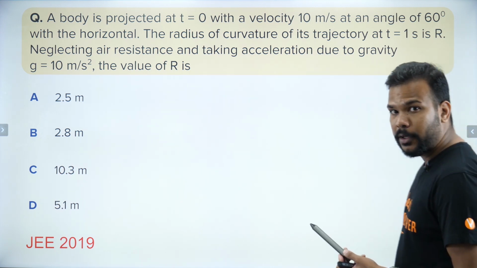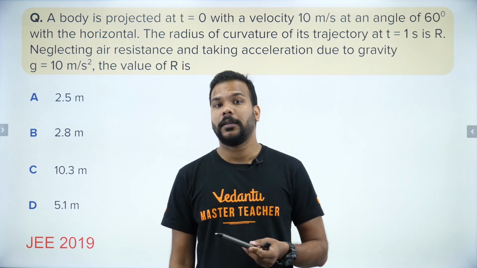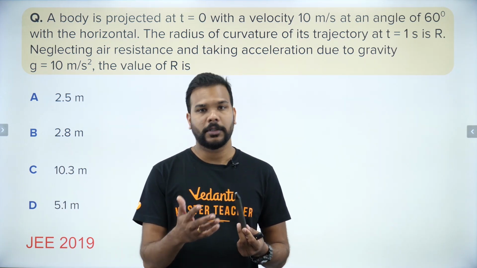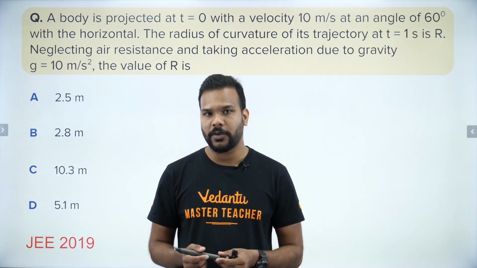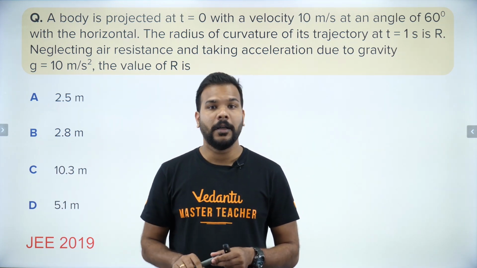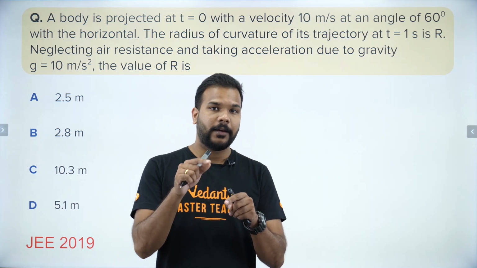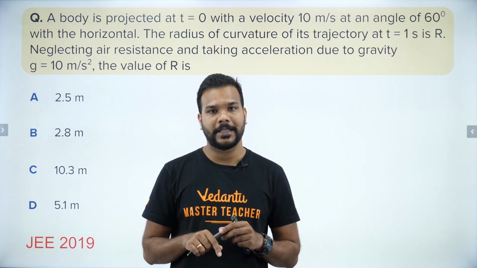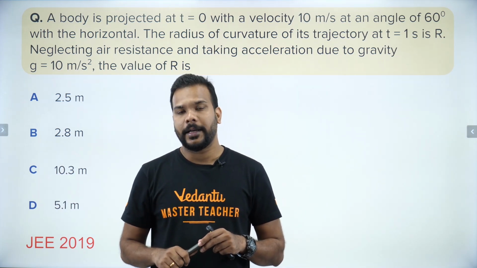Okay guys, reminding you once again, R is not the maximum, or the horizontal range, it's the radius of curvature. When the body has traveled for 1 second, it has reached somewhere in the path, and from there, for that part of the curvature of the trajectory, you have to find out the radius of curvature.